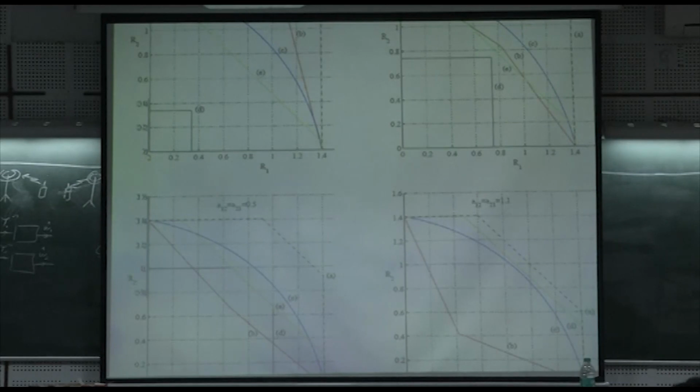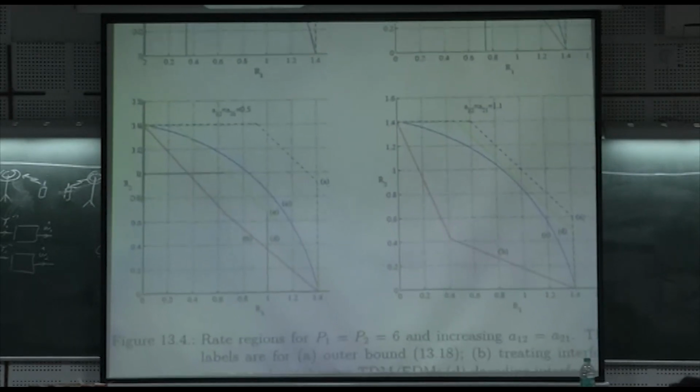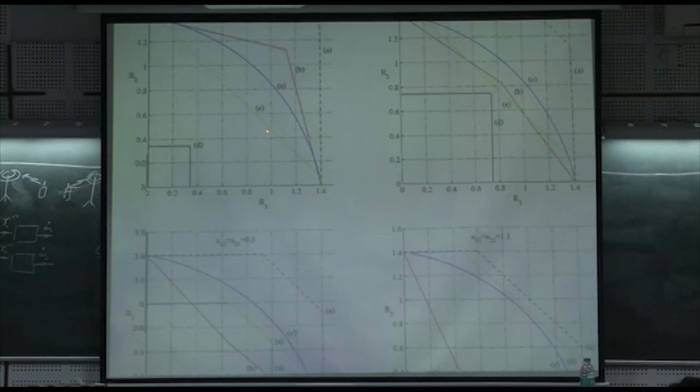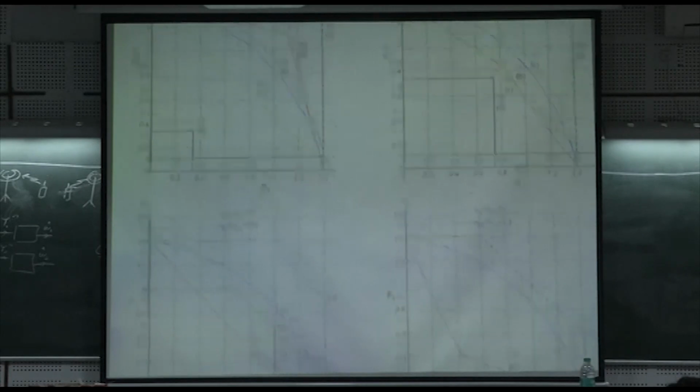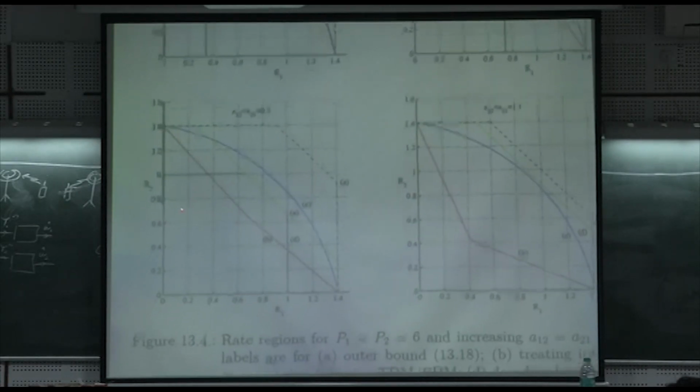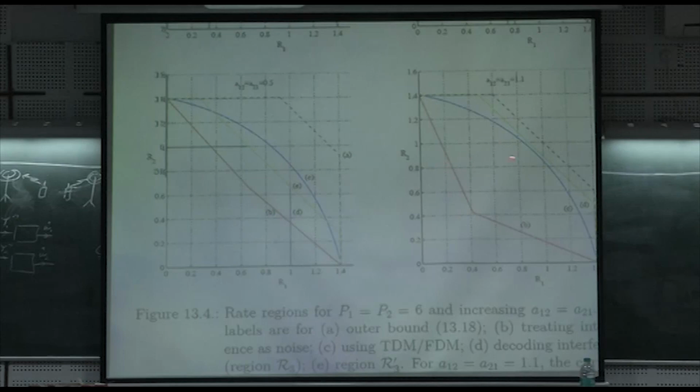So it's interesting to think about these things. Of course, this green curve is not one you would want to use in this case. Here you just want to treat interference as noise. Same thing here, you'd want to use TDM FDM. So up to now there's no point in using anything other than the first two. Where it starts getting interesting, so now we're increasing the interference to 1.1, so it's strong interference. It's stronger than the direct link.